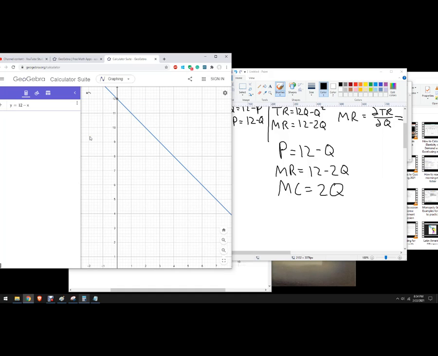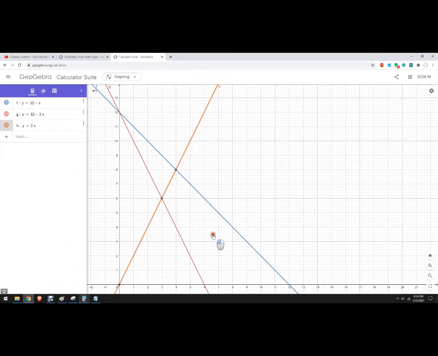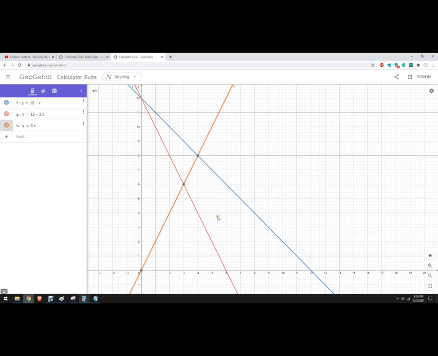So it's just 12 minus X, and that's going to be the demand function. It's already graphed there. I'll make that bigger in a second. And y equals 12 minus 2Q. And then the last one, this is marginal cost, y equals 2Q. Now I've got all that stuff graphed. You can see it's already labeling the intercepts. This is the spot where marginal cost and marginal revenue intersect. This is our profit maximizing quantity.